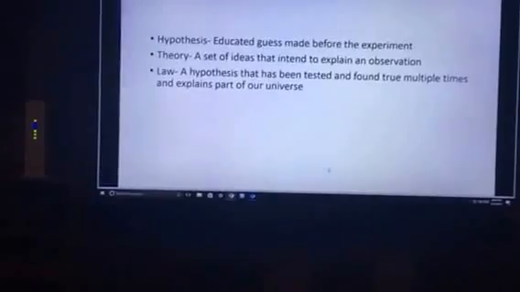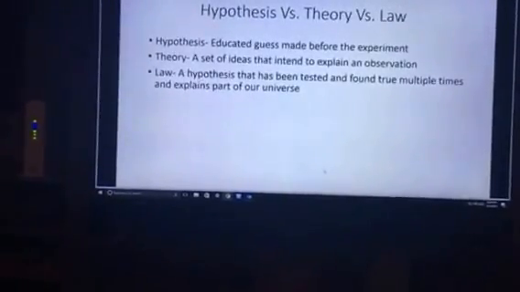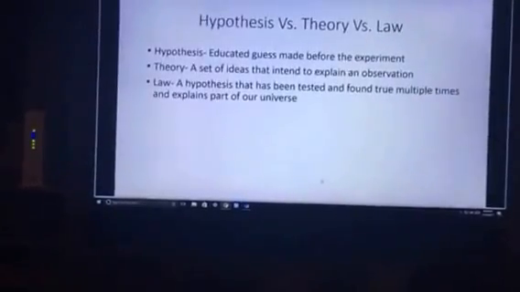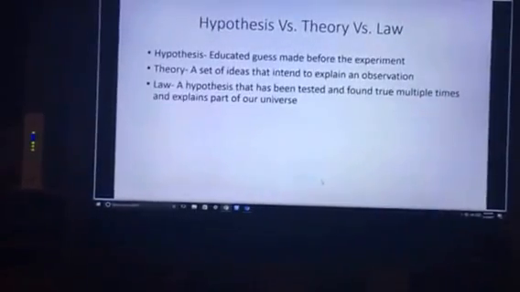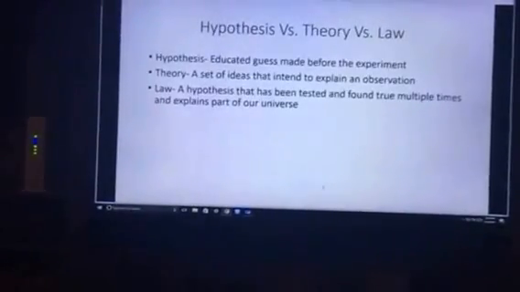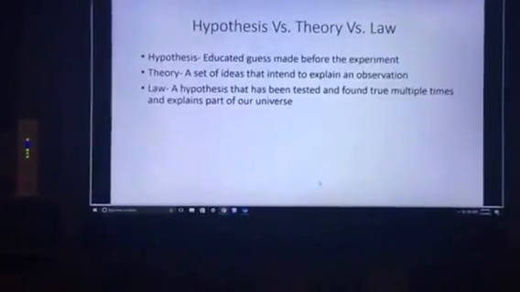Now, a hypothesis versus a law and a theory. A hypothesis is an educated guess made before the experiment is given. A theory is a set of ideas that intend to explain an observation, and a law is a hypothesis that has been tested and found true multiple times and explains part of our universe.